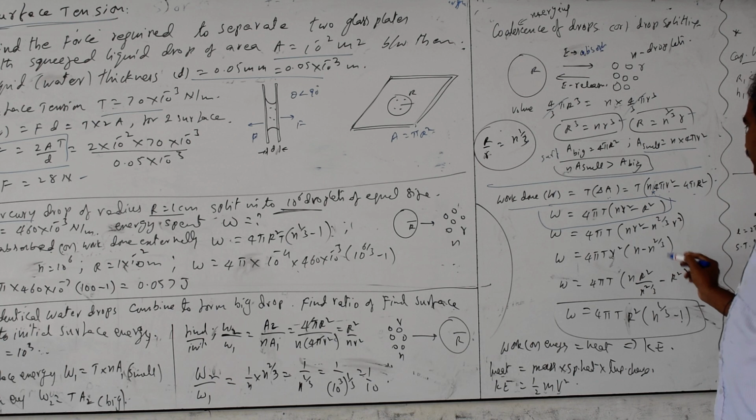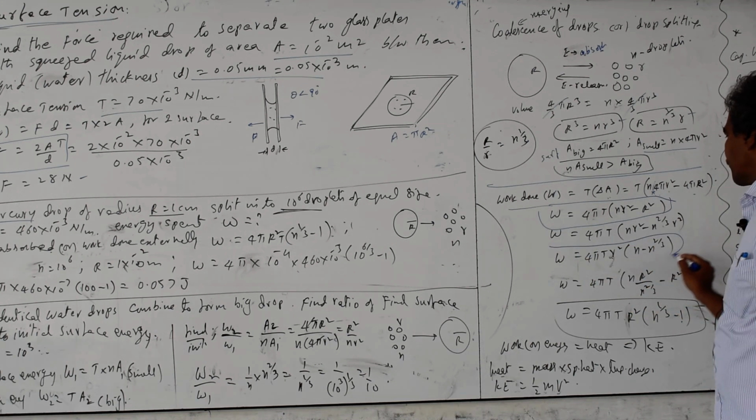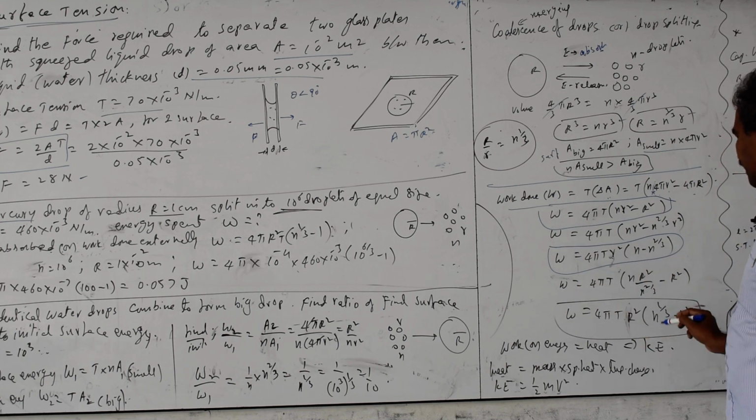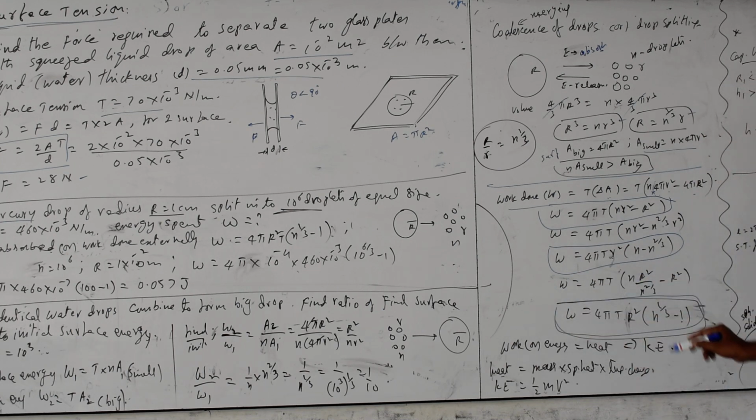Or you may be given only the smaller radius. If small droplet radius is given, use this formula. If they give only the bigger radius, use the formula in terms of the bigger drop radius. And if you are given both radii, use this formula. So you need to remember these formulas directly to solve the problems.